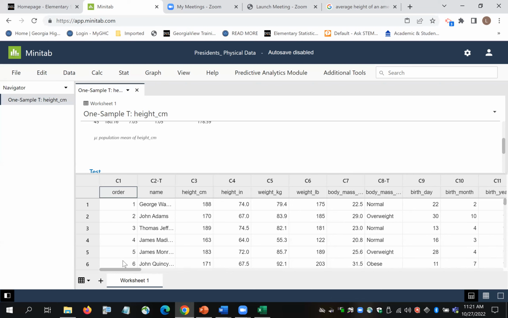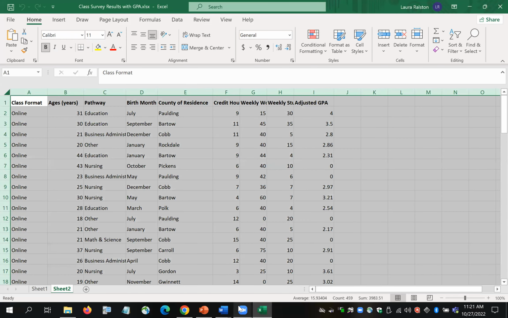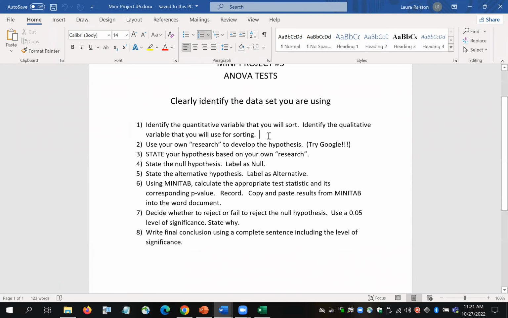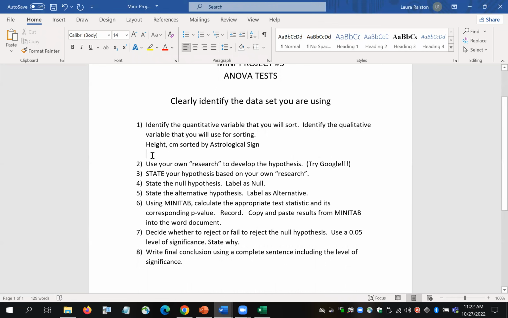Okay, so for example, I'll do this one and then I'll come back and talk through one with you, Jeannie. Let's say that we want, maybe for the president's one, I'm going to do one that's kind of crazy. Let's say that we want to look at their height in centimeters, sorted by astrological sign. You can pick whatever you want. So I'm going to pick the height sorted by astrological sign as my data. And then I can do my own research.